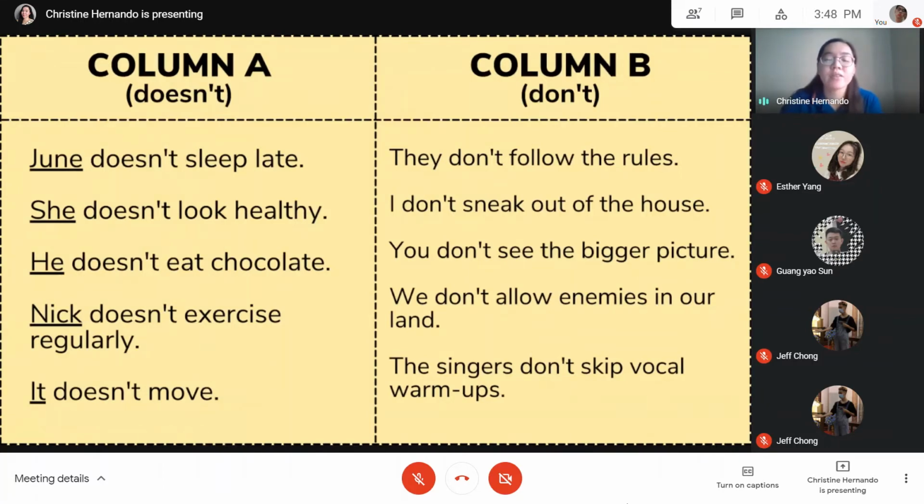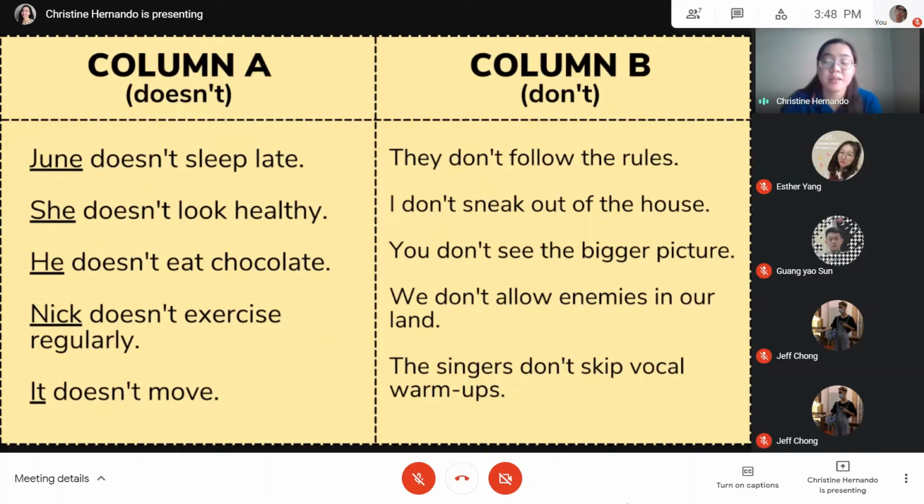How about the other obvious similarity among the sentences in column A? Jeff, can you guess it? Yes, ma'am. In column B, the subjects of the sentence consist of a plural noun and pronouns, and they are followed by the word don't.